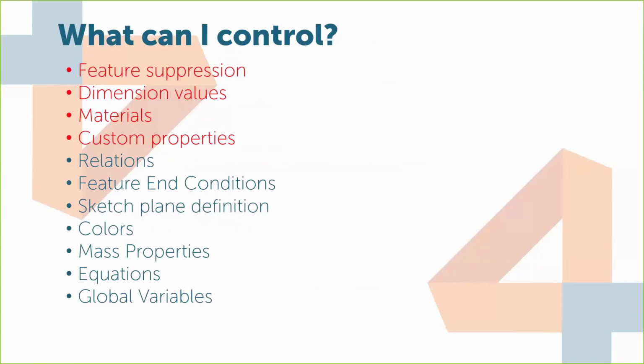Materials, you can have configuration-specific materials. And again, those configuration-specific custom properties, those are configurable. Now, that doesn't mean that's the extensive list, nor is what you see on the screen the absolute extensive list. You can also configure relations or feature end conditions or the definitions of sketch planes. Colors, I don't do that quite a bit because I tend to configure materials, and the color just kind of falls out of all of that. But mass properties, equations, variables, et cetera, et cetera.